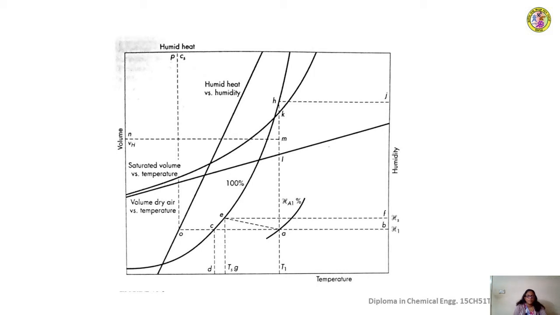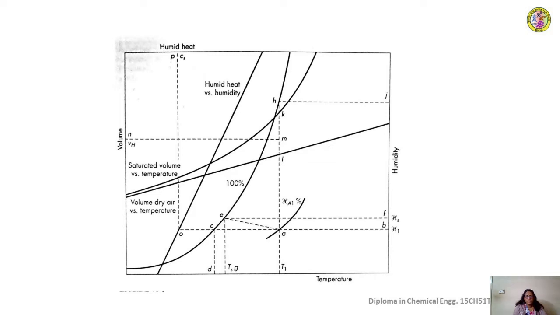If you extend this line further, that line will again meet one more curve, that is the humid heat versus humidity line. From that point you can read the humid heat of the sample on the y-axis, so on the x-axis at the top. So this is how we can estimate all the properties of a vapor gas mixture by just knowing any two of the characteristics.